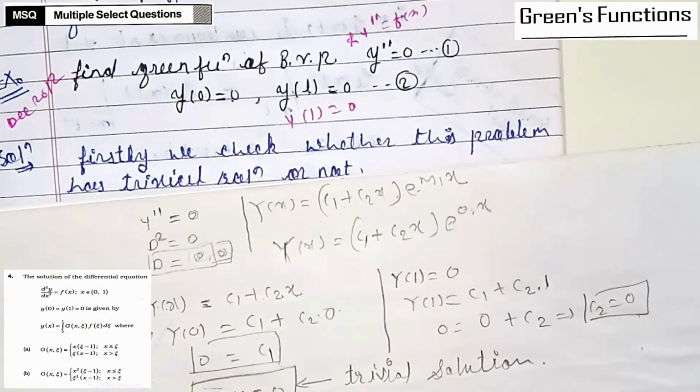And whenever our boundary value problem gives us a trivial solution, then we say that Green's function exists and is unique. So this is the only part where we have to check whether Green's function exists or not. Once Green's function exists, then we have to apply the following steps. Now let's check the steps.